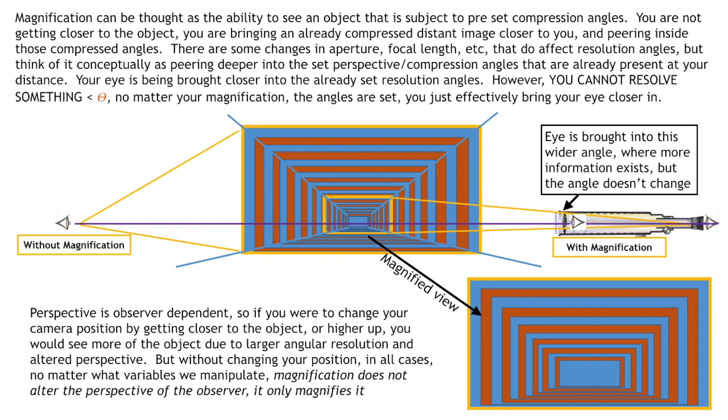Essentially, the eye is brought into this wider angle where more information exists. It hasn't compressed yet to the acuteness that it reached towards the back, but the angle itself doesn't change. The two rays are still at the same angle coming in. You've just brought your eye into the less compressed aspects of that angle.